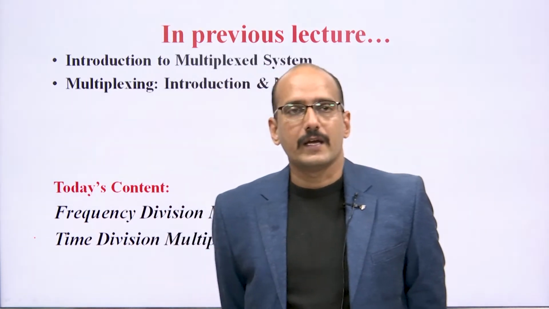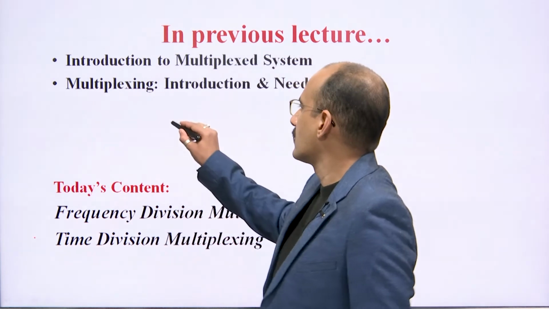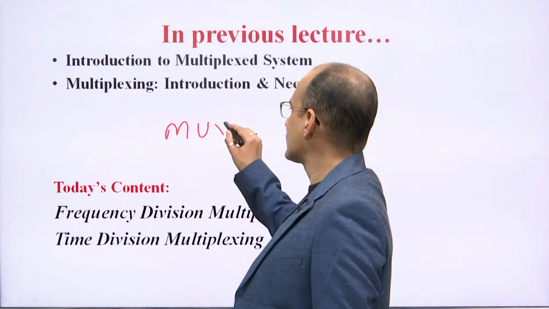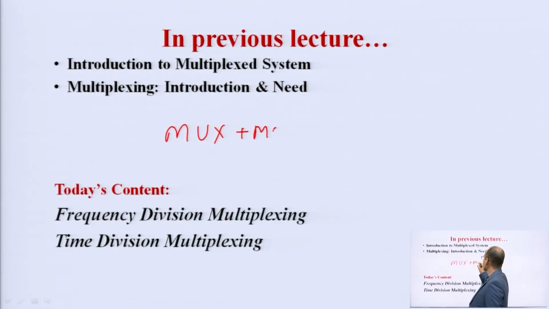This is the 8th lecture of Telemetry Principles, and we are going through the 2nd unit, which is the multiplex system. Basically, when we are talking about a multiplex system, what is it? A multiplex system is a combination of multiplexing plus modulation.